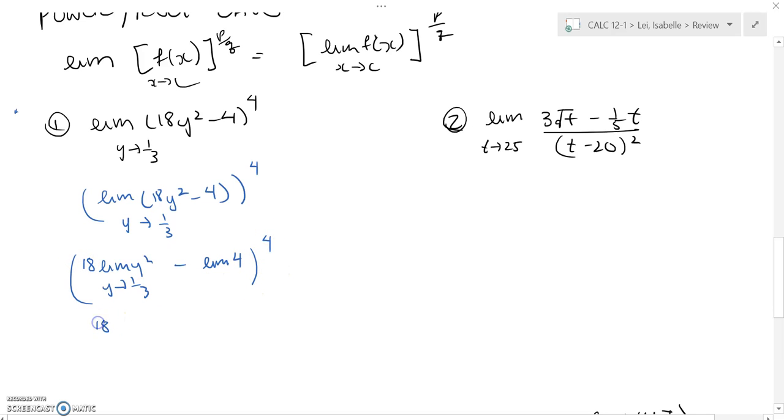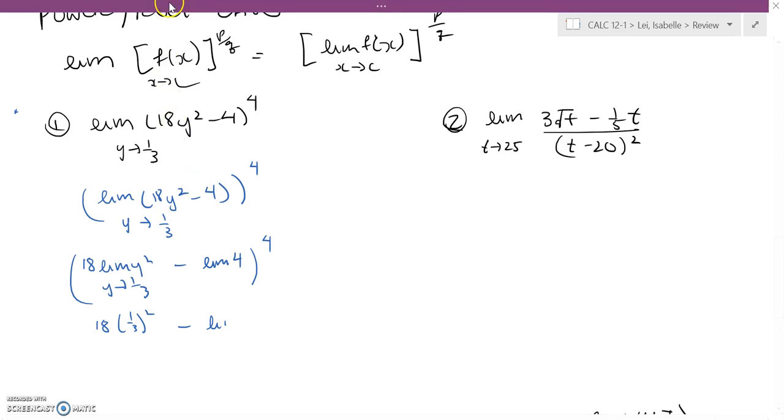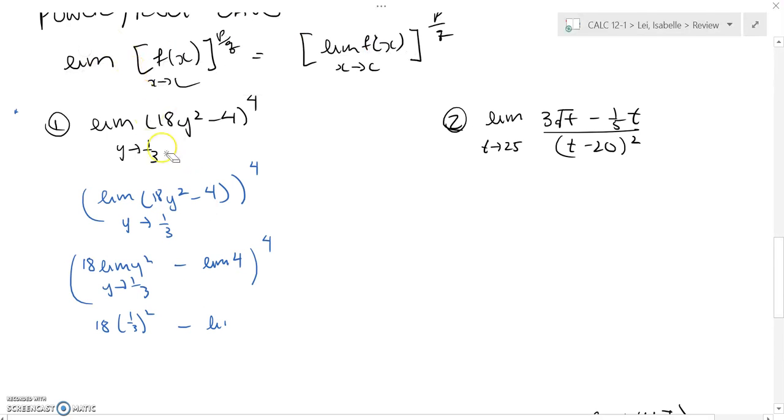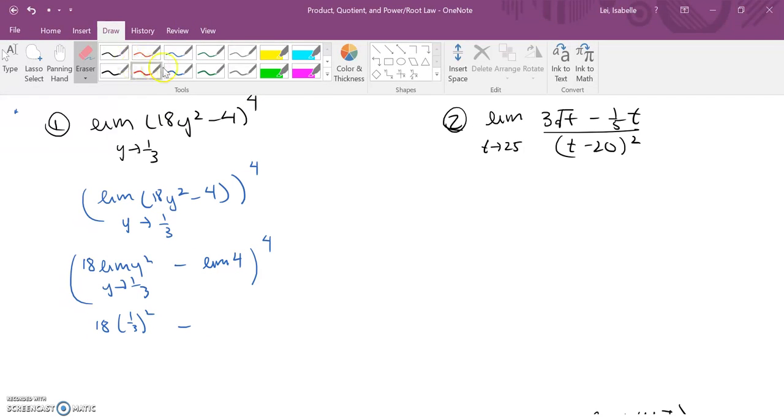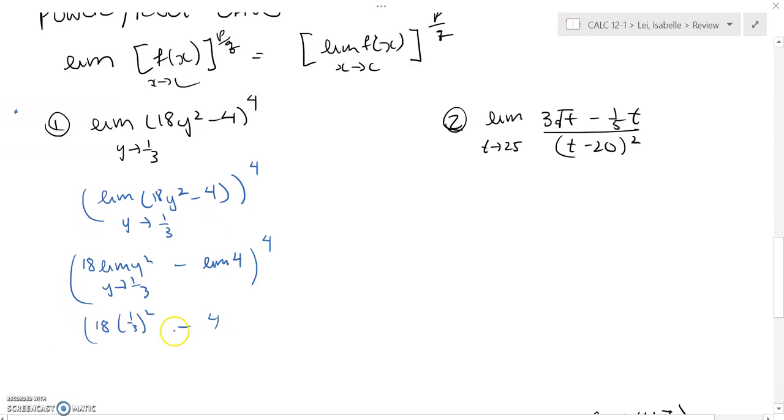So 18 times 1 over 3 squared minus the limit of 4, which is just 4, all to the power of 4. So 1 over 3 squared is 1 over 9, 18 over 9 is 2, minus 4, to the power of 4, equals negative 2 to the power of 4, which equals 16.